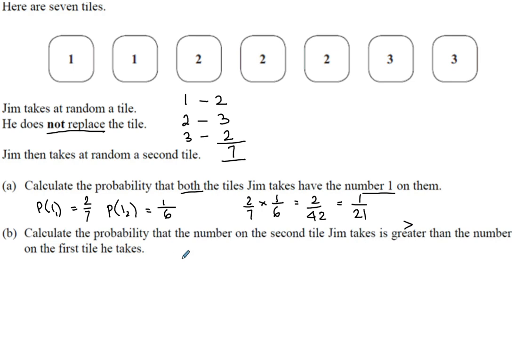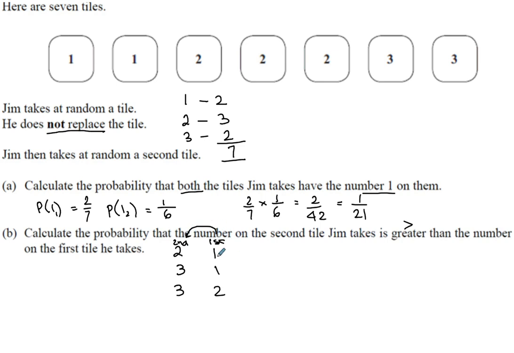Calculate the probability that the number on the second tile is greater than the number on the first tile he takes. So what combinations could we get? We could get 2, 1, so that's our second one, and that's our first one. Or we could get 3, 1, or we could get 3, 2. Okay, yeah. So we'll have to do it the other way around.